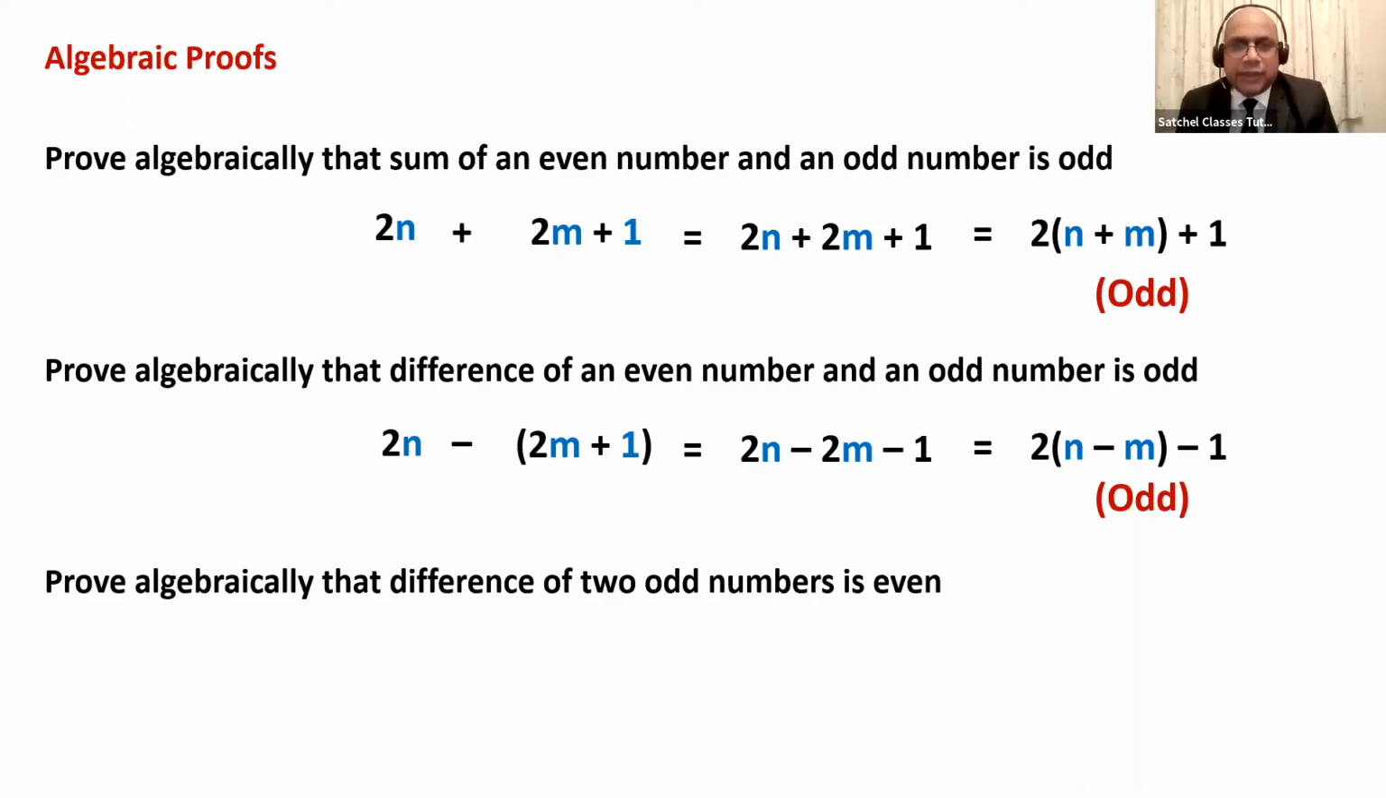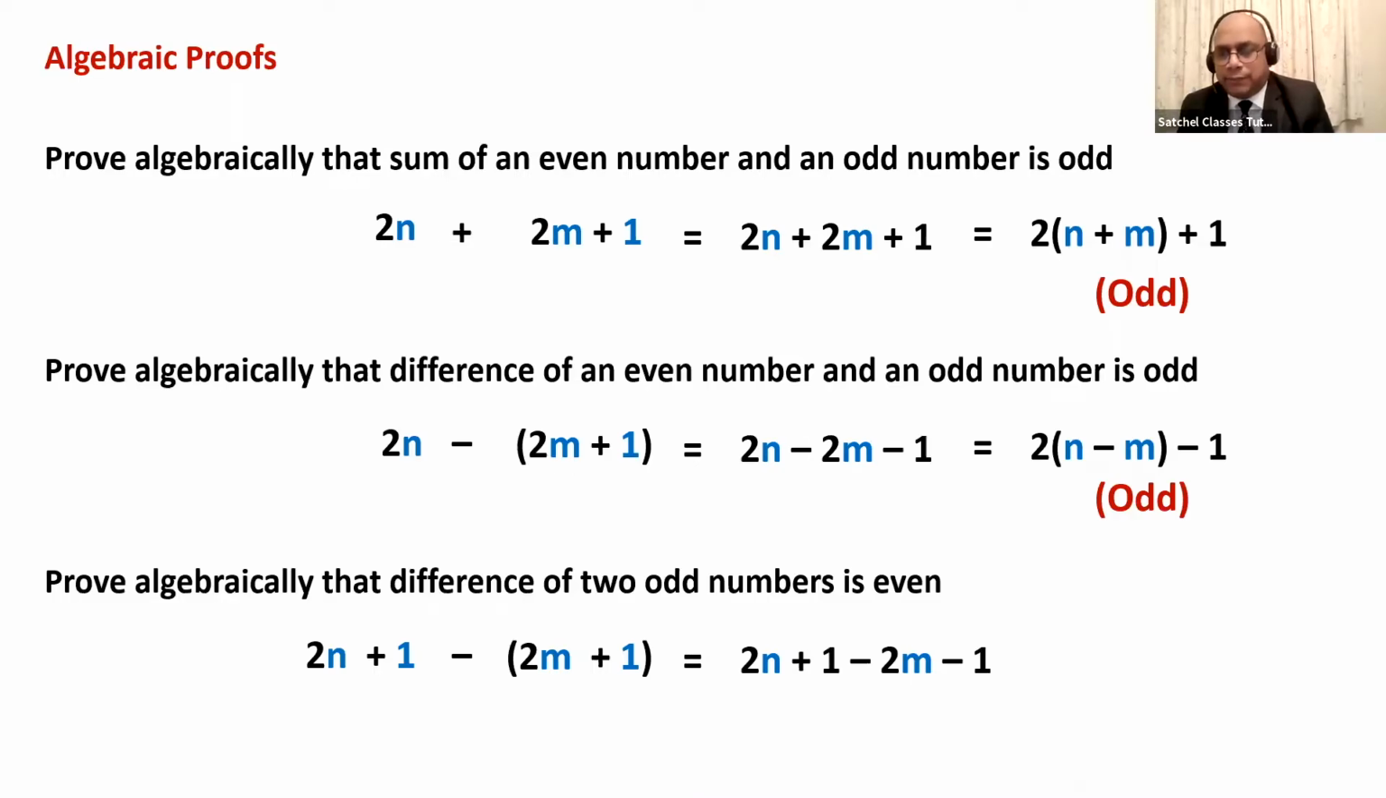Prove algebraically the difference between two odd numbers is even. Okay, so let's take two odd numbers, 2n plus 1, and the second number is 2m plus 1. And the difference means you need to take away. Once again, the minus sign applies to both the terms inside the brackets. So we can simplify that as 2n plus 1 minus 2m minus 1.